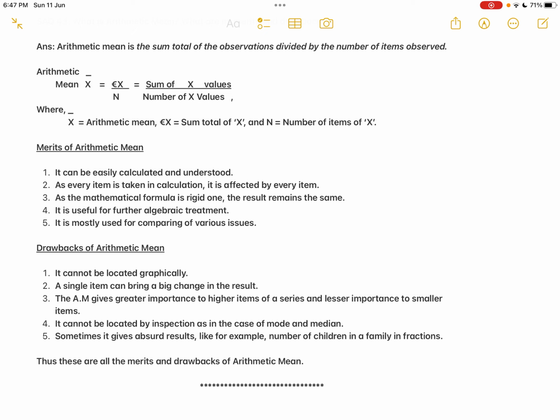The third one: as the mathematical formula is rigid, the result remains the same. That means the formula is clearly defined.